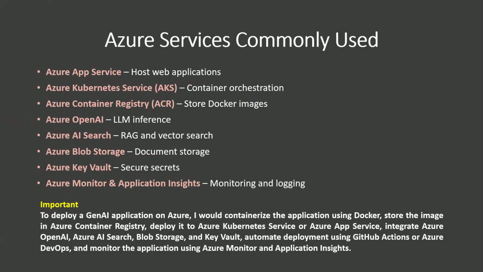Azure services commonly used. So what are the Azure services? First is Azure App Service, which hosts the web application, and Azure Kubernetes Service, also called AKS, for container orchestration. Azure Container Registry stores the Docker images, and Azure OpenAI is the LLM interface. Azure AI Search is for RAG and vector search, Azure Blob Storage is for document storage, Azure Key Vault is for security secrets, and Azure Monitor and Application Insights are services for monitoring and logging. These are some of the Azure services we need to know.